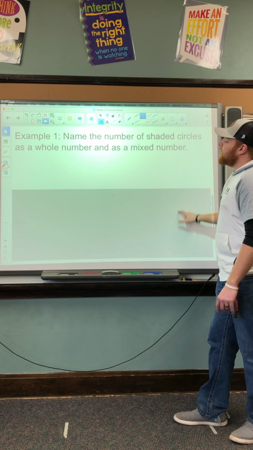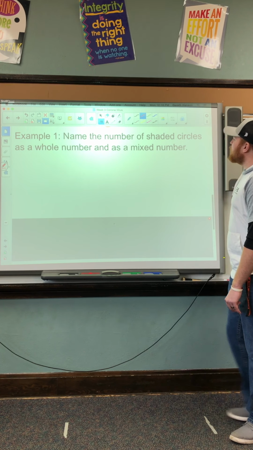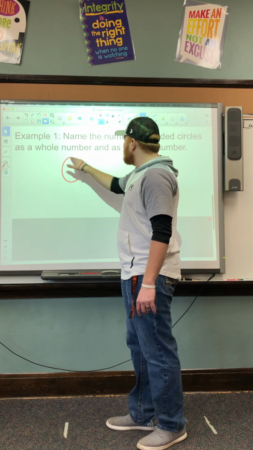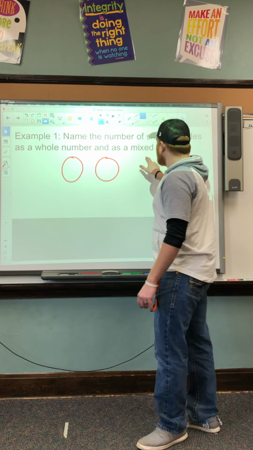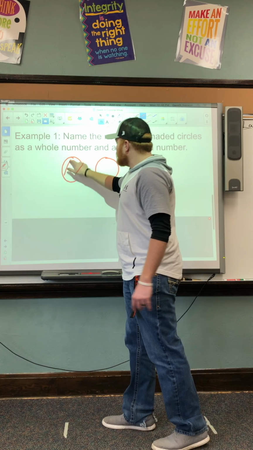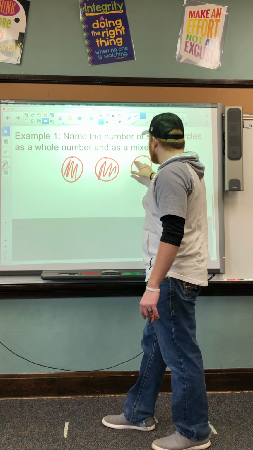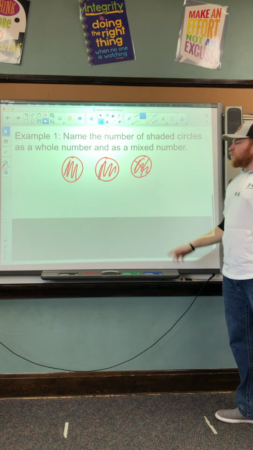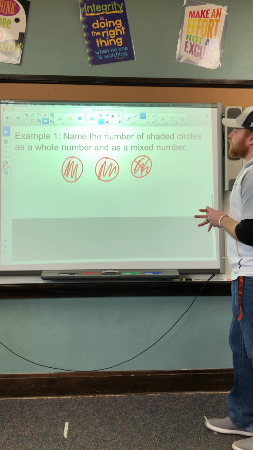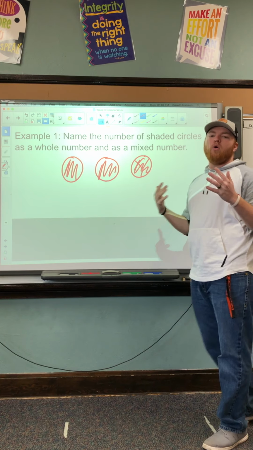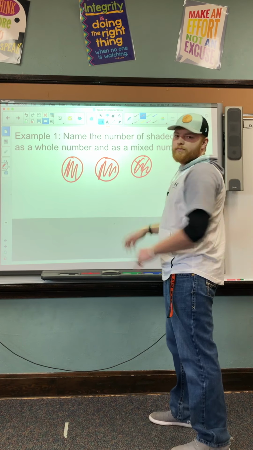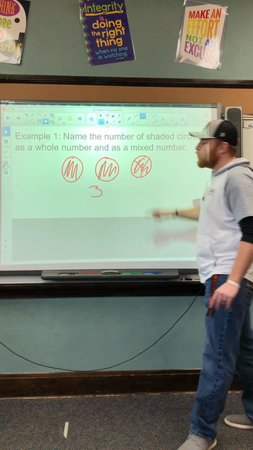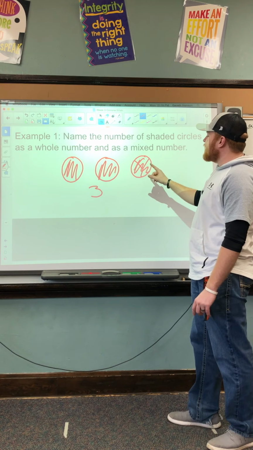All right, so example 1. Name the number of shaded circles as a whole number and as a mixed number. So let's shade these in, shade this in, and then let's shade that in. Okay, so name the shaded circles as a whole number. What would be the whole number of circles shaded? It'd be 3, because there's 1, 2, 3 total circles shaded. And then as a mixed number.